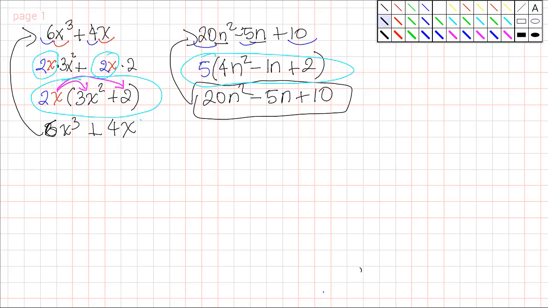And one more. If we look at the expression 7y minus 6, notice that there are no common variable factors, and 7 and 6 have no common factors. So we can say that this is not factorable because they have no factors in common.